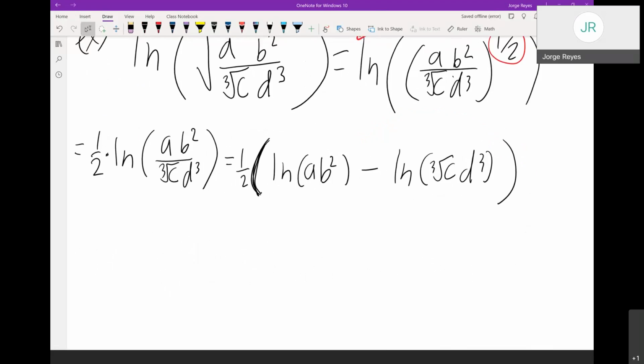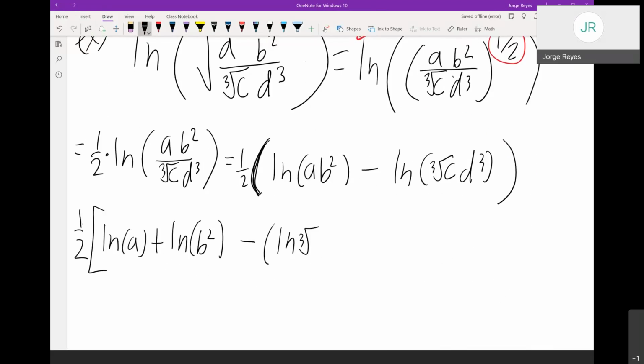And now I'm going to do the product rule with both of these. So 1/2 log a plus log b squared minus, okay, and notice this is a minus sign. So when I split this log, I either need to distribute the minus sign or put parentheses. Okay, so it should look something like this. You can distribute the minus sign. That's actually what I would have done naturally.